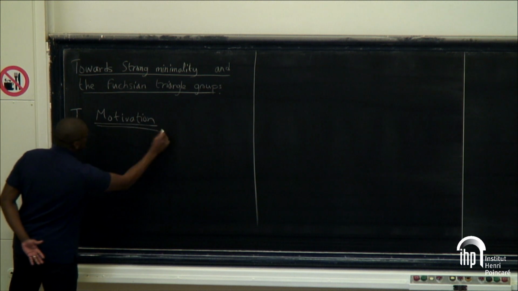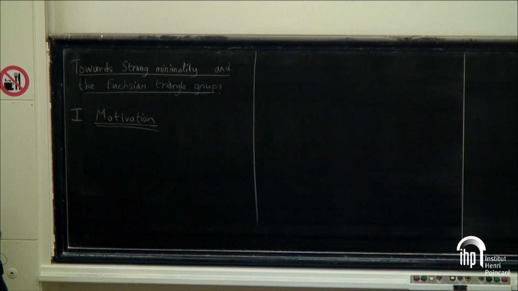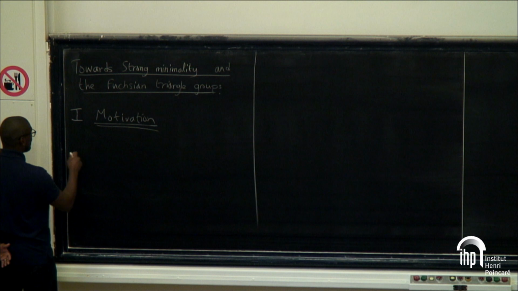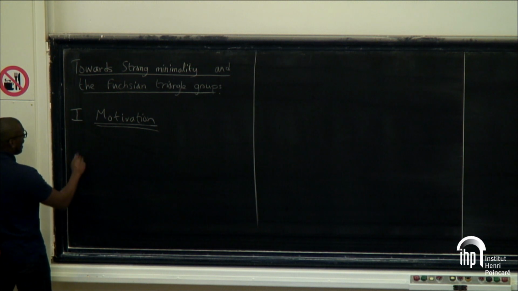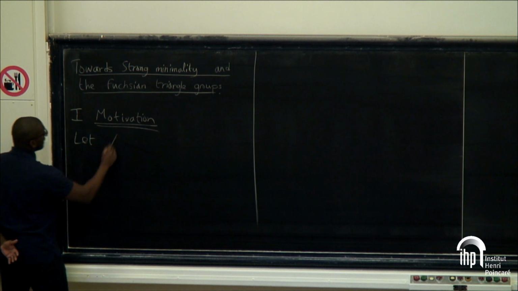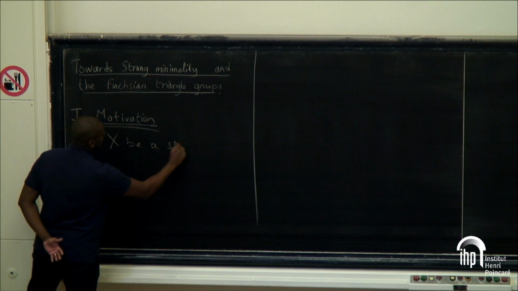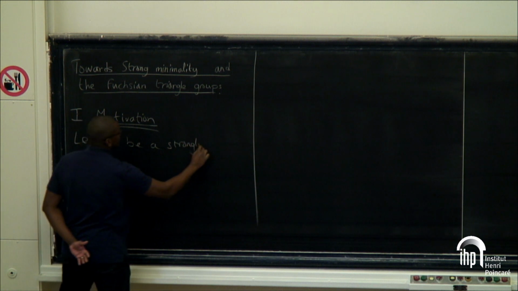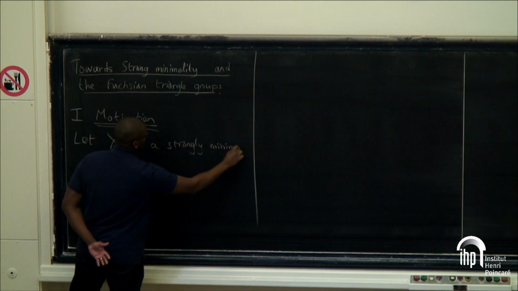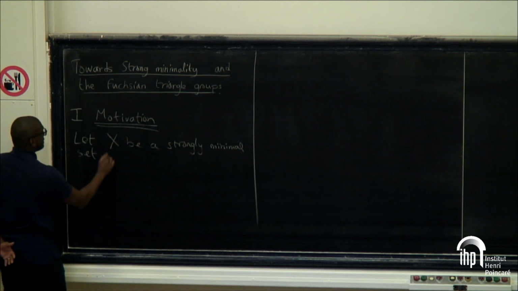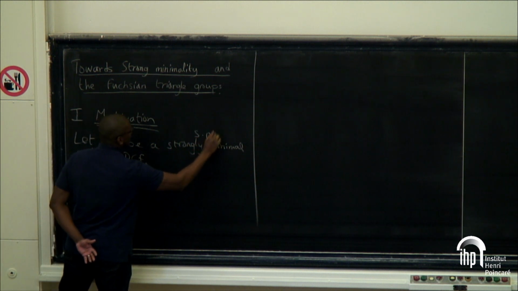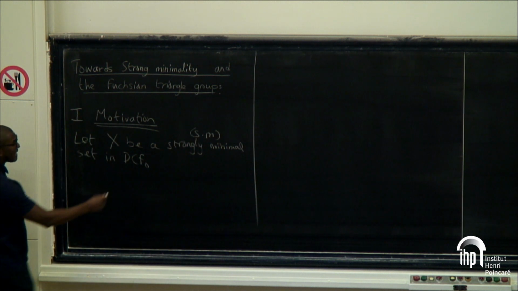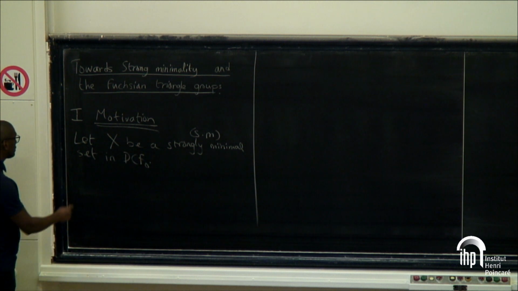So the first stop is the trichotomy in DCF0. You've seen it several times already, but let me write it down. It's one of the most beautiful results, so it's okay to write it down a lot. So, let X be a strongly minimal set in DCF0. From now on, I'll mostly say SM. Then exactly one of the following holds.